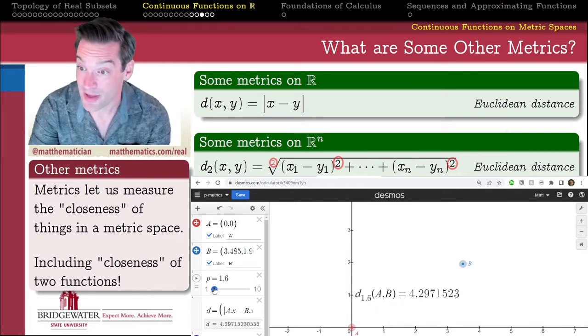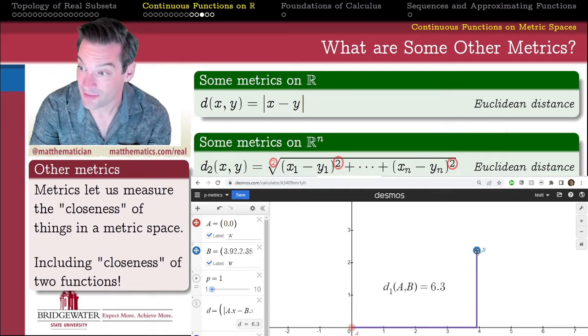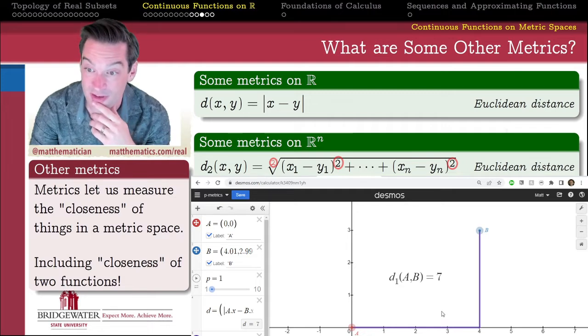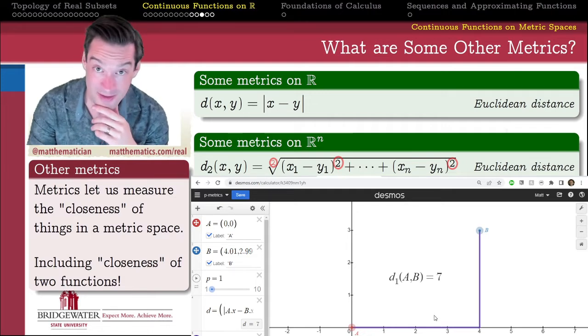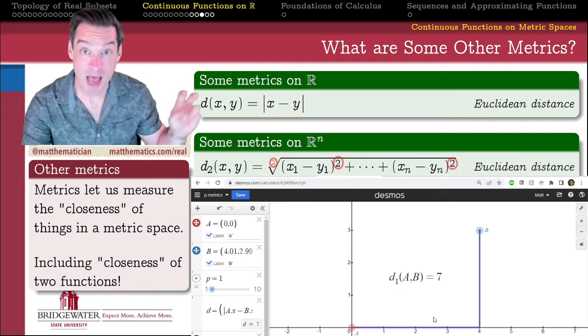If I dial the p all the way down to 1, I get a new distance, and take a look at what it's actually doing. It's measuring the difference in the x coordinates and the difference in the y coordinates, and it's just adding the two of those things together. So this distance is sometimes called the taxicab metric.